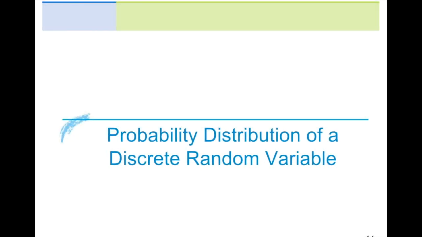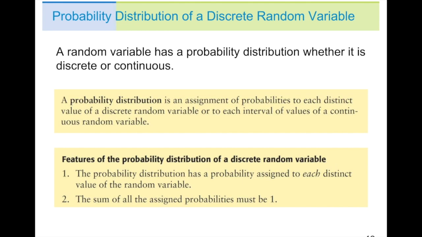Probability distribution of a discrete random variable. A random variable has a probability distribution whether it is discrete or continuous. A probability distribution is an assignment of probabilities to each distinct value of a discrete random variable or to each interval of values of a continuous random variable. So we're assigning probabilities for every value.